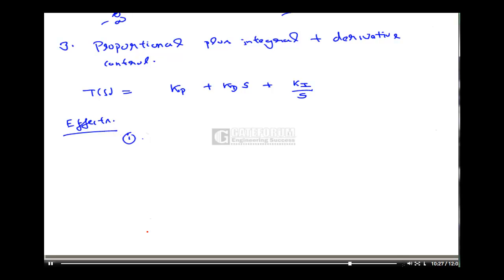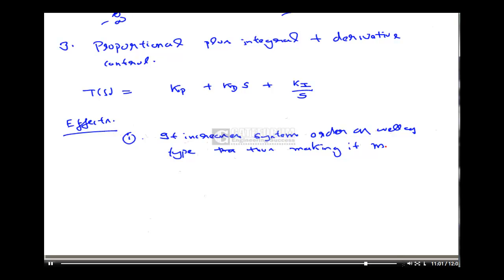Since the order of the system is increased, it becomes more unstable. The instability comes more into the system. It increases system order as well as type, thus making it more susceptible to instability.